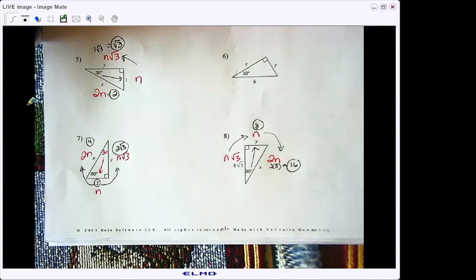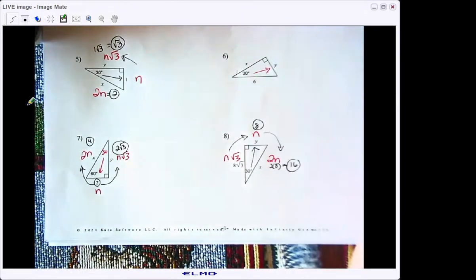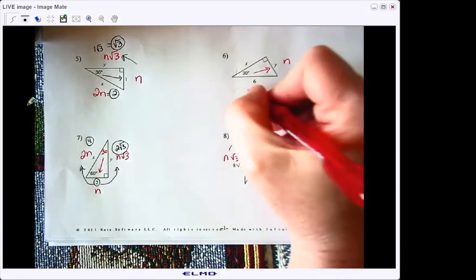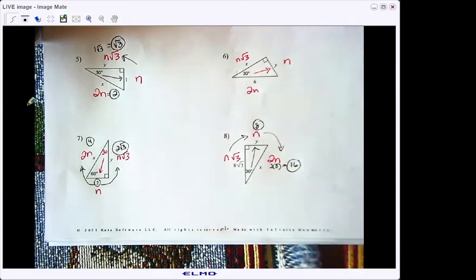Okay. Number 6, we have to work it backwards. So again, labeling. I hope you're feeling a lot more comfortable with this as we're going along. So here's N, 2N, and then √3. Okay, so before we actually do the problem, go ahead and identify N and then N√3, but don't yell it out yet.